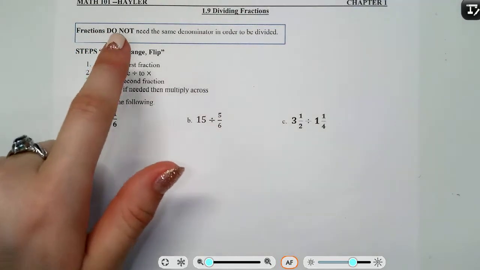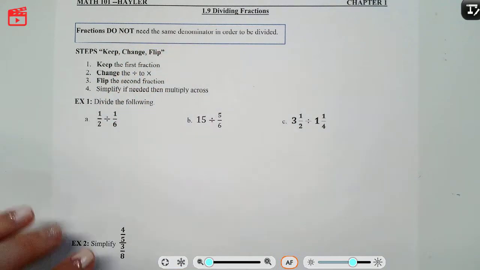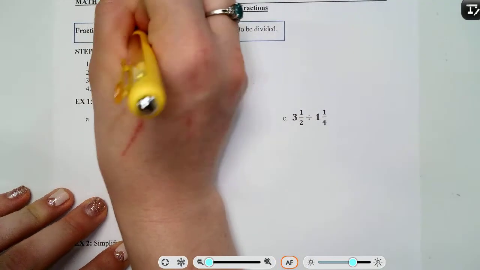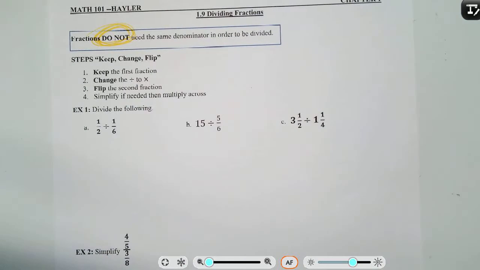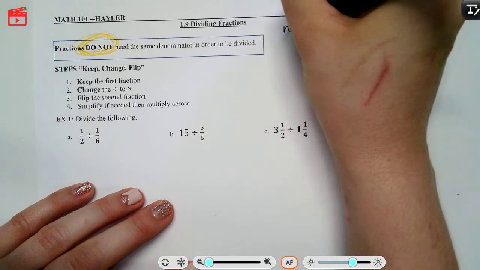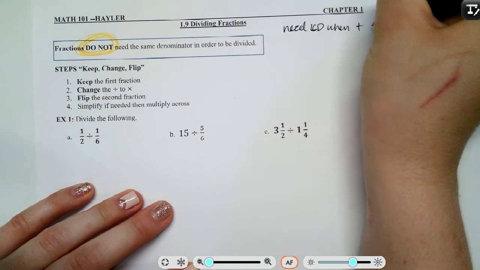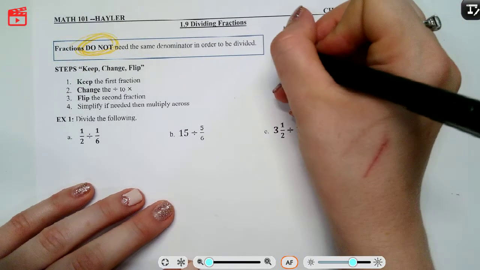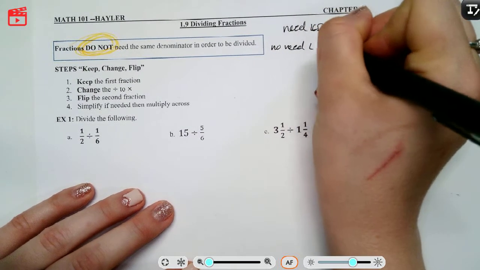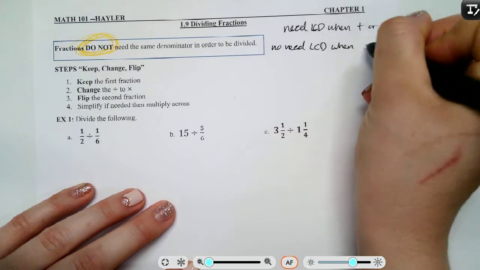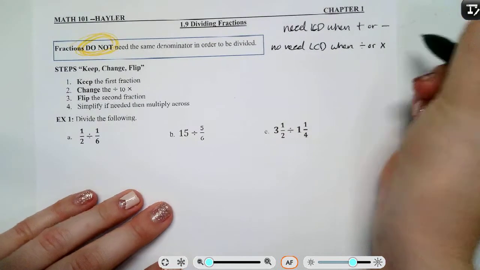Aha, fractions do not need the same denominator in order to be divided. Do not. So the only time we need the same denominator for fractions is if we're doing addition and subtraction. Sorry, I said that wrong. Those are the only times. So we need an LCD when adding or subtracting, and no need for an LCD when dividing or multiplying.